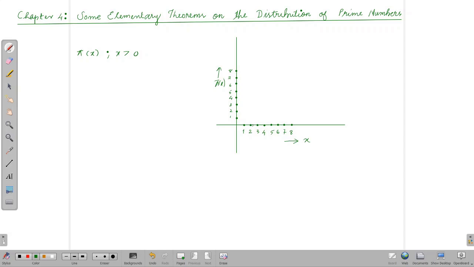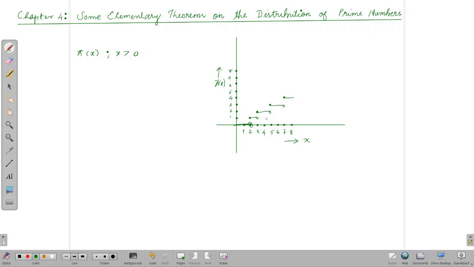So up to 1 or up to 2, the value of this function is 0, because the first prime starts from 2. So at the point 2, the value is 1 here. Up to 3, we have the value 1, and from 3 onwards we have the value 2, because from 3 we can get 2 prime numbers up to 5. So up to 5 the value is 2, and from 5 onwards it is always greater than or equal to 3, and up to the point 7, and from 7 onwards the value is 4, and so on. Okay, so this is the graph of pi of x. Obviously, this is an increasing function, or at least a non-decreasing function.